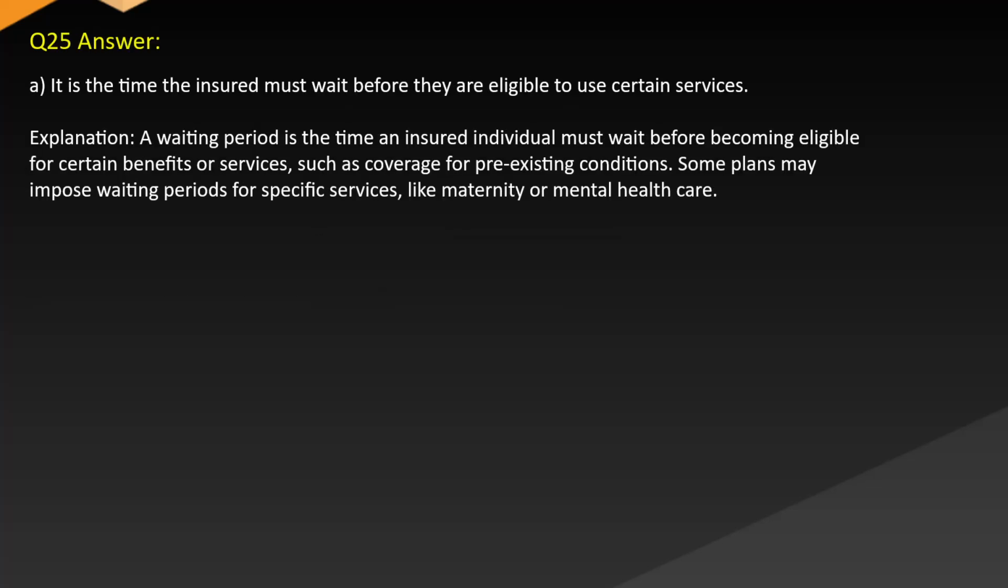Answer: A. Is the time the insured must wait before they are eligible to use certain services. Explanation: A waiting period is the time an insured individual must wait before becoming eligible for certain benefits or services, such as coverage for pre-existing conditions. Some plans may impose waiting periods for specific services like maternity or mental health care.